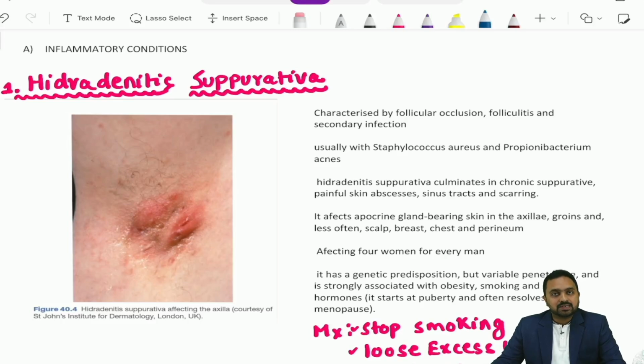In this video, we shall be discussing a few inflammatory and infectious conditions of the skin that we generally come across in our surgical practice. So let's begin our discussion with the inflammatory conditions. First we have hidradenitis suppurativa.